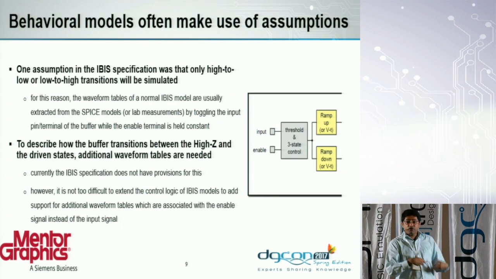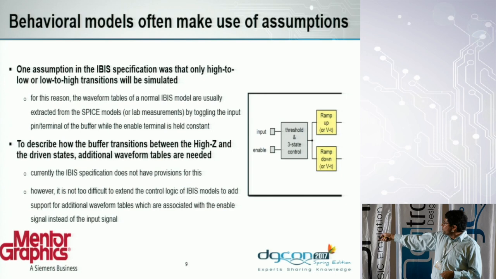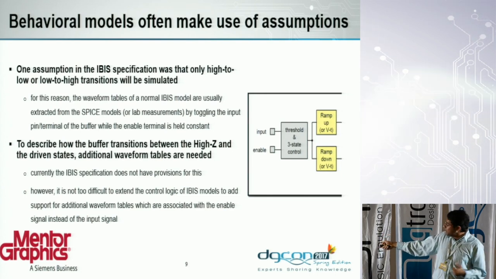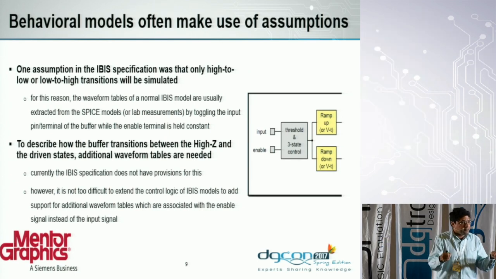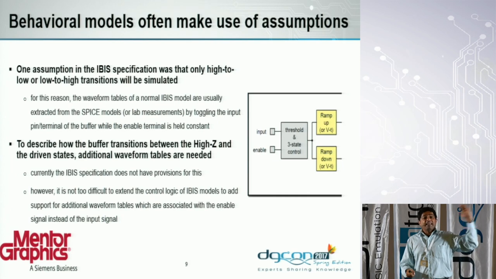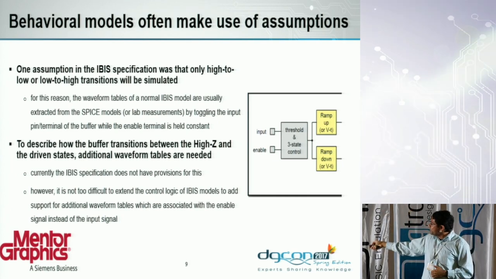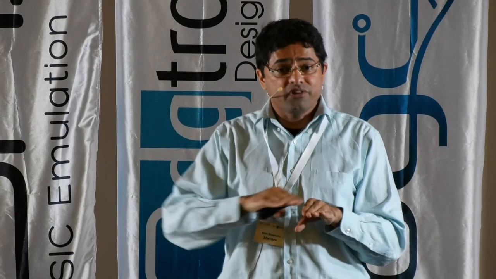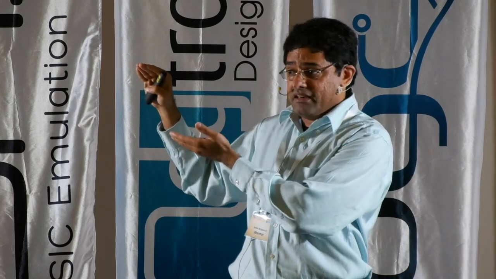So the way you would create an IBIS model, now which is the closest? Maybe this one. The way you would create this IBIS model is, let's say you have a SPICE deck, you have an enable signal and you have the data that's coming in. You would keep the enable enabled all the time, and then you would change the data from a 0 to a 1, and you would observe what happens at the output, and you would record that. This is how this buffer transitions from a 0 to a 1, and you record that.